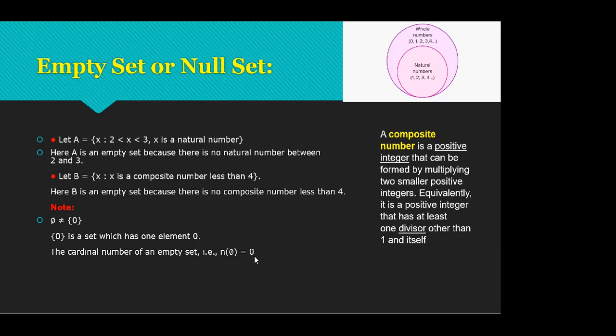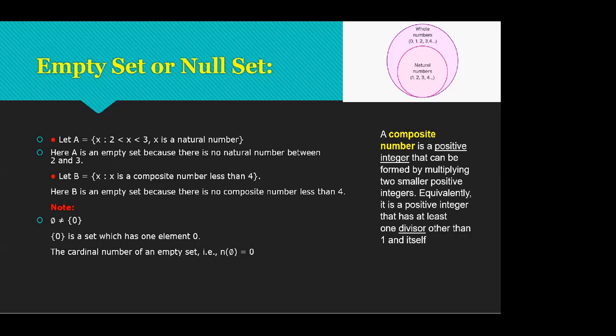Yes, sir. Because 0 is part of the whole numbers, right? If you would remember the real number system yesterday, 0 is also part of the integers. It would be an empty set or null set if it is really nothing inside the set. Not 0, it's nothing. So the cardinal number of an empty set is 0 or nothing. We will talk about cardinal numbers later.